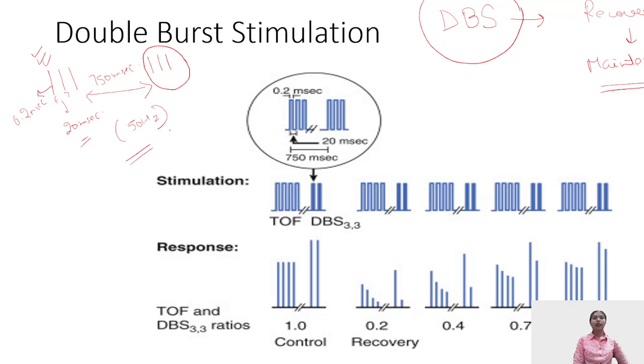This is the double burst stimulation, in which 3 bursts of stimuli are given twice, and the fade is seen in the second burst. The second and the first burst are separated from each other by a time lag of 750 milliseconds. Between the 2 stimuli the gap is 20 milliseconds, and one stimulus lasts for 0.2 milliseconds. DBS is more sensitive than TOF.